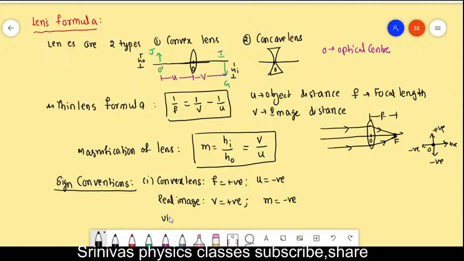In one condition, the convex lens forms a virtual image. Then what is the condition, and what should be the position of the object at that moment? Whether an enlarged image or a diminished image forms? This is the question. Students, write in the answer.